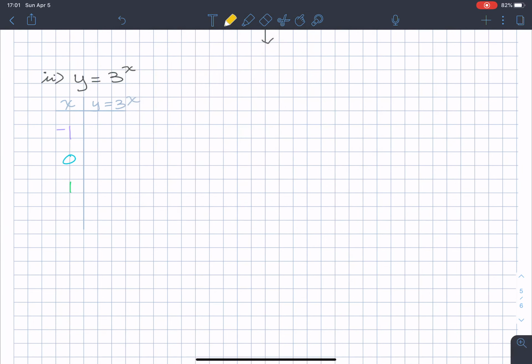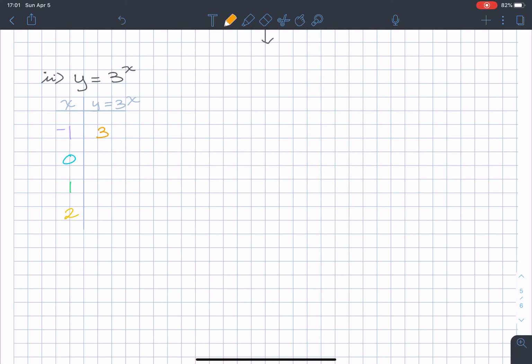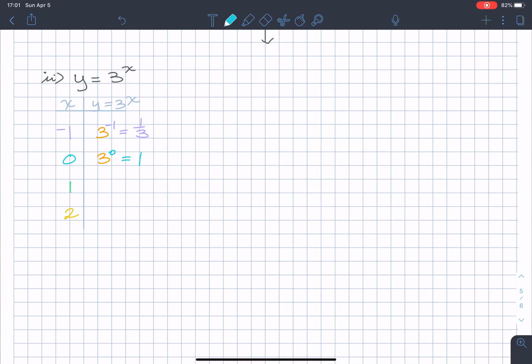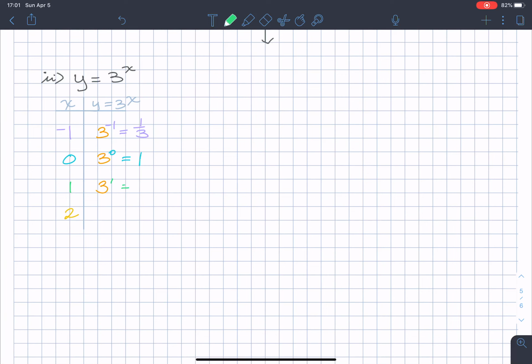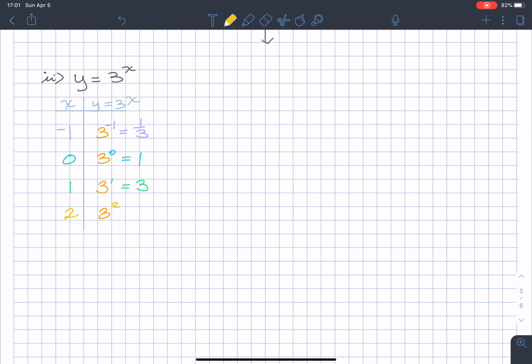So, 2. Okay, so let's have my base be orange again. So this is 3 to the negative first power. So of course that's just 1 over 3. Now I have 3 to the 0th power. Well, anything to the 0 power is 1. Then I have 3 to the first power. Well, anything to the first power is itself, 3. Then I have 3 to the second power. So 3 times 3 is 9.